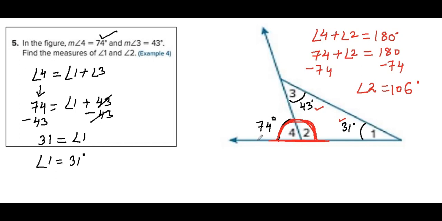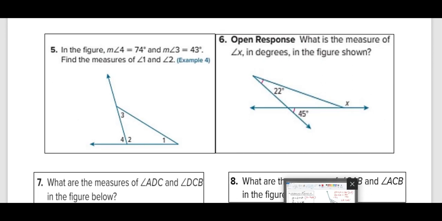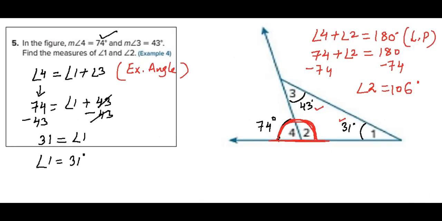So this is how we're going to find out question number 5, by using the exterior angle property, and this one is a linear pair. This will be in the written exam, so remember the property of exterior angle as well as the linear pair. The next one is question number 6. Let me discuss now question number 6. So this is done, question number 5.